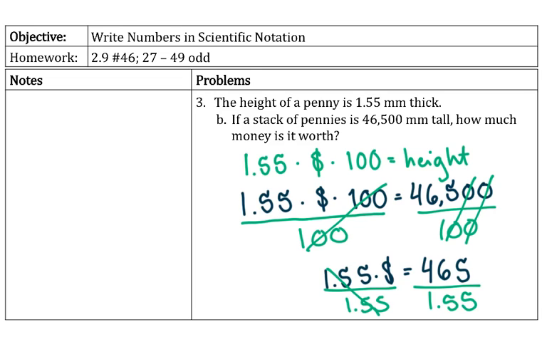And we can calculate 465 divided by 1.55. You can use a calculator for this one. I will allow that. And you end up with 300 as our dollars. And then always make sure you're including a unit in your word problems.